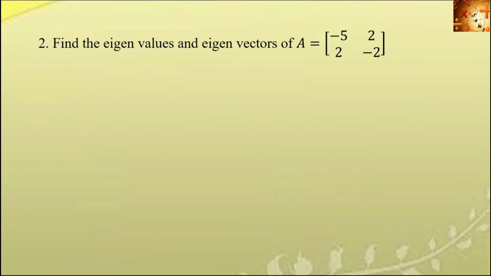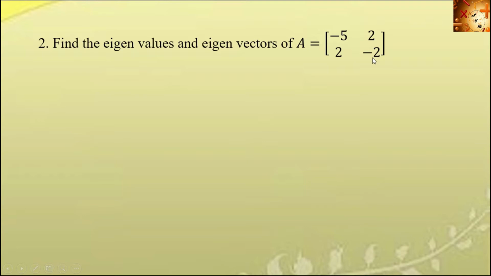Hi all, this is the continuation of our last video, that is eigenvalues and eigenvectors. Here in this video I will be discussing the problems related to eigenvalues and eigenvectors. Problem: find the eigenvalues and eigenvectors of matrix A equal to [-5, 2; 2, -2].